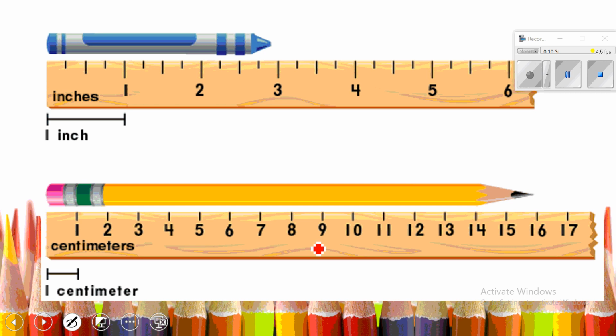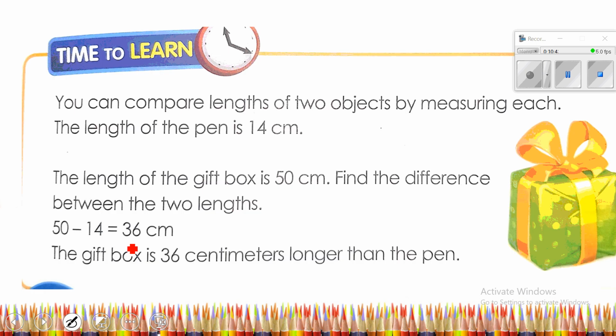And let's remember the inch, yes, here is the inch. How many centimeters? Excellent, 2.5. When I'm reading my measurement here, it is about 2.5. Now, you can compare the lengths of two objects by measuring each.